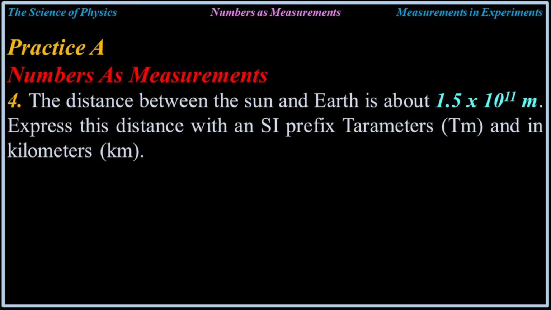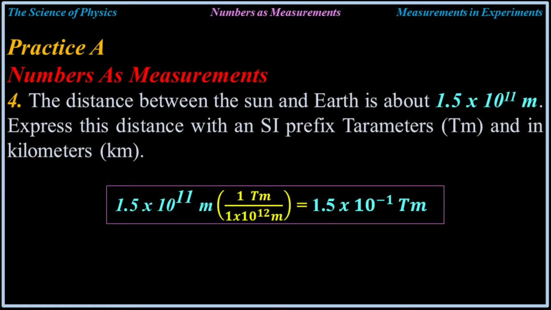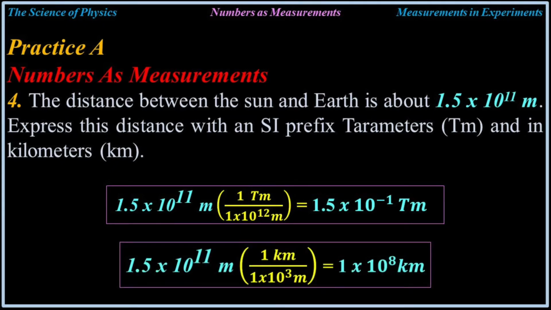The distance between the sun and the earth is about 1.5 times 10 to the 11th meters. Express this distance with an SI prefix of terameters and in kilometers. So we want to divide by meters and multiply by terameters. There's 10 to the 12th meters in a terameter, and so that gives me 1.5 times 10 to the negative 1 terameters, because 10 to the 11th divided by 10 to the 12th is 10 to the negative 1. Remember your exponent rules from mathematics. And then if you're going to express it in kilometers, it would be 1 times 10 to the 8th kilometers.